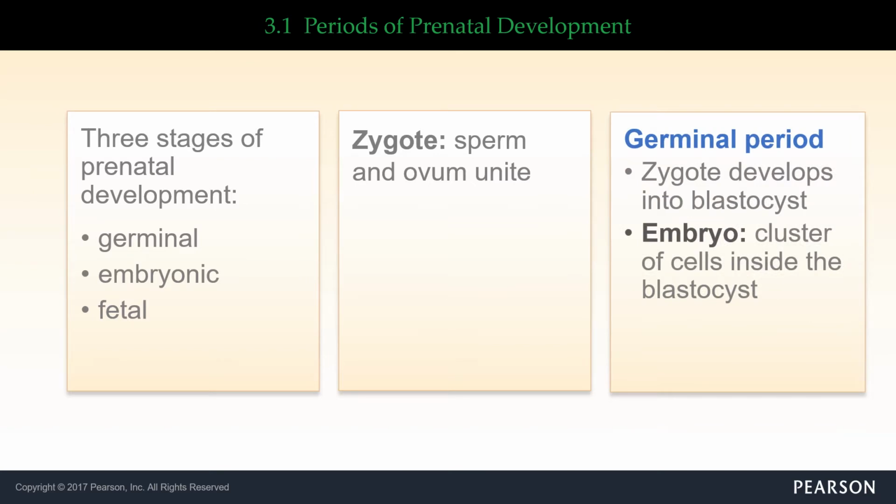And so there are 3 stages of prenatal development. There's the germinal period. We just looked at the beginning of that. Then the embryonic period and the fetal period. And the zygote is sperm and ovum united. And the germinal period begins when the zygote is created, and that develops into a blastocyst. And the embryonic period begins with the embryo as a cluster of cells inside the blastocyst.